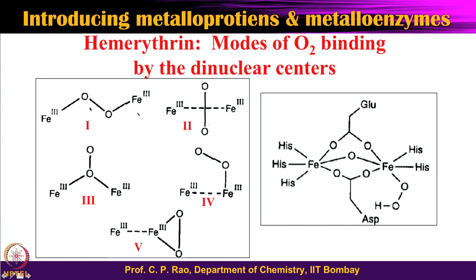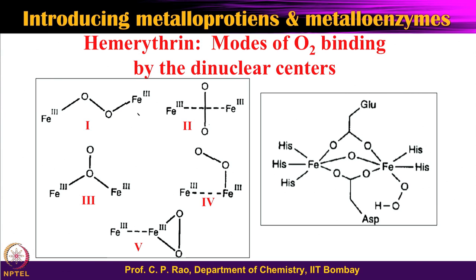One other thing, it can be binding like this, or like this, or like this, and it can also bind to only one iron, like this. They are all possible. How will we know these things? How will we differentiate? Can anybody think of a way?